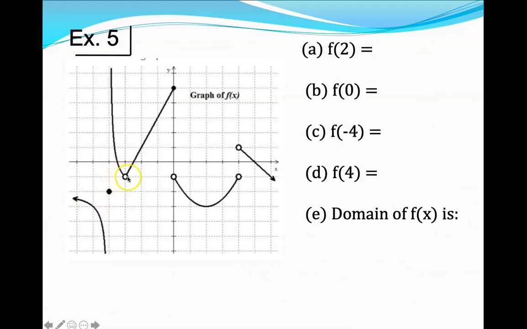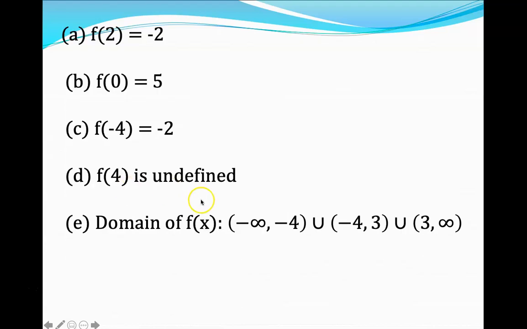This guy doesn't have any friends. There are no solid dots here, so this value of x, negative 3, is not part of my domain. So how do I write that in interval notation?